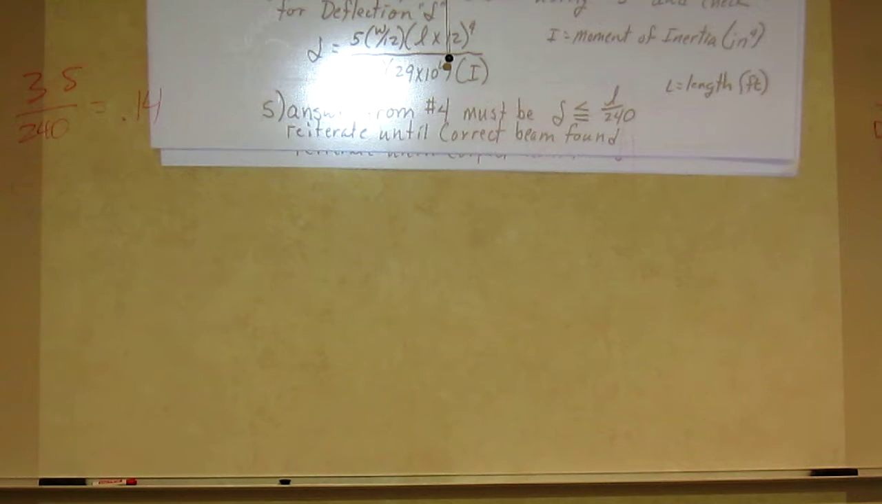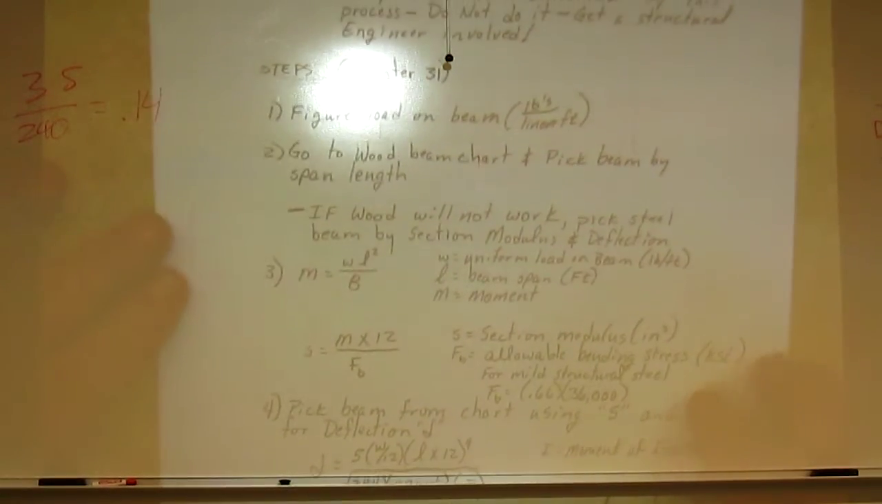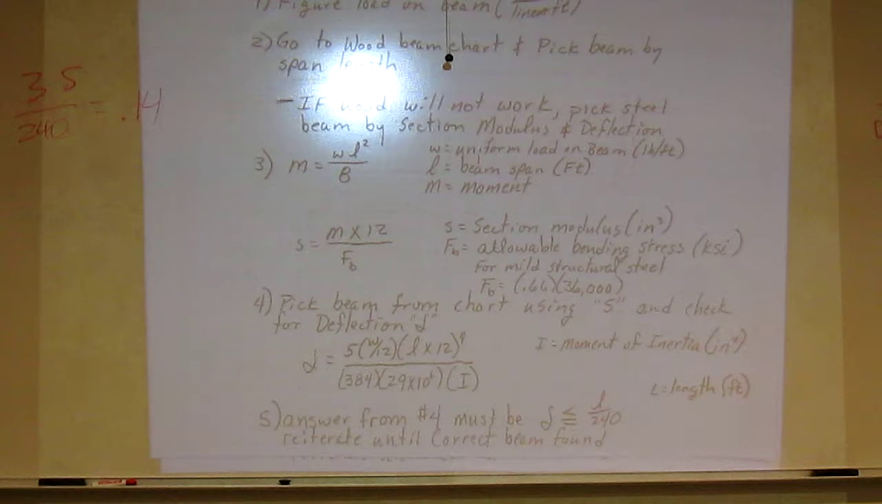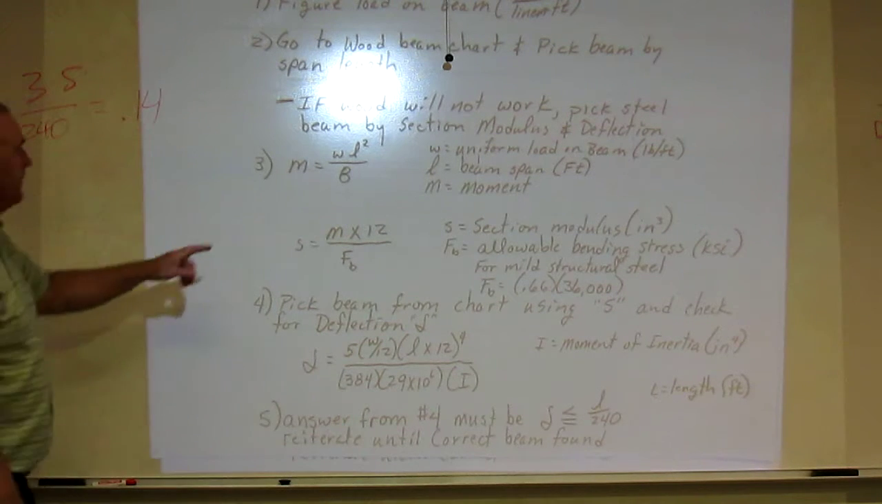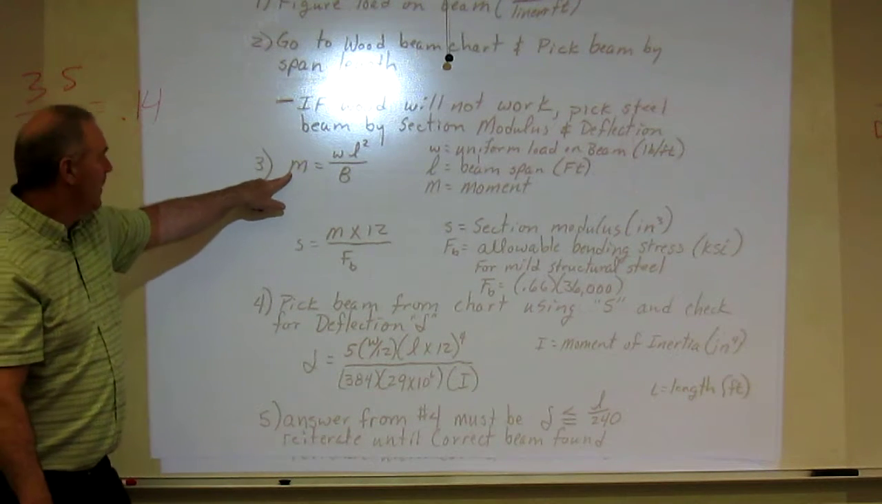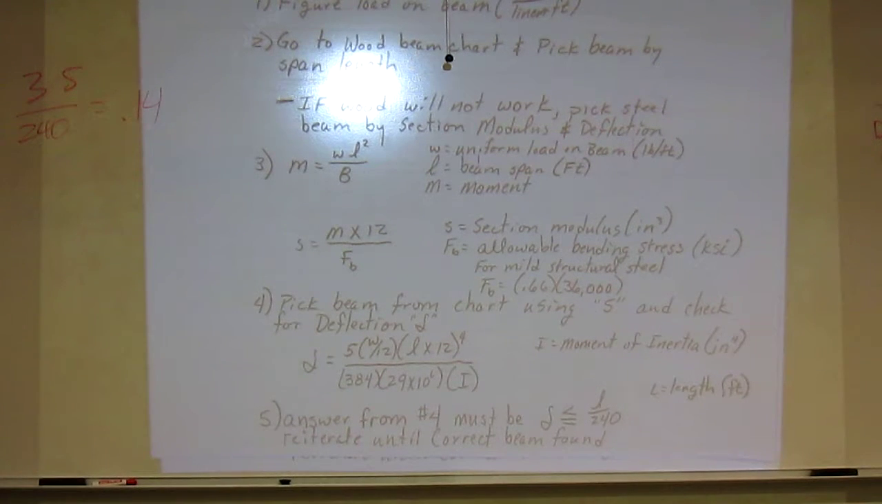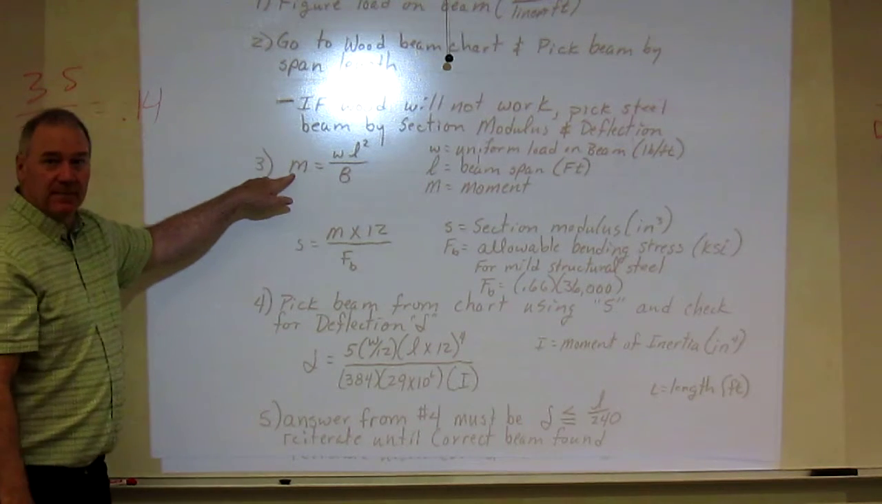Okay. Now, let me come back up to the top. So we're on step 3 here. When you do steel beams, you're going to do it off of deflection, but you've got to do a little bit to get there. First thing you've got to do is figure your moment. Okay. So the moment is how much that thing will deflect per a proportion amount of load. Okay. So we're going to solve for moment.